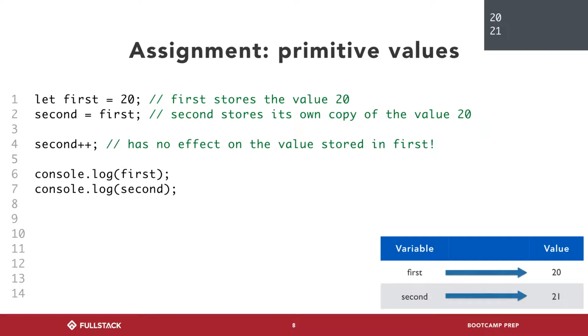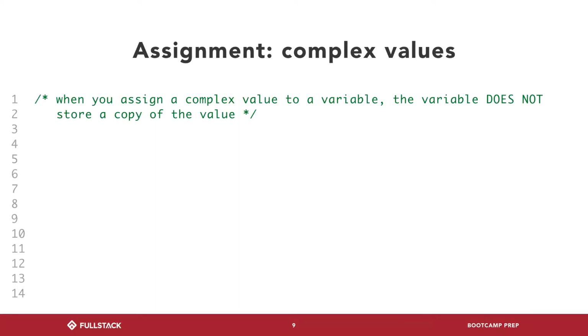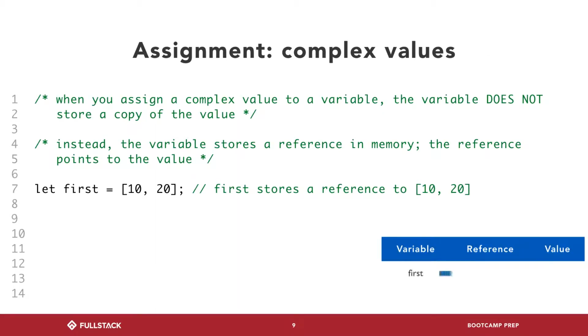Even in the middle, when we print out second, even though they're printing out the same numerical value, they each have their own copy of 20. So even at that point, they had lost this connection to each other.